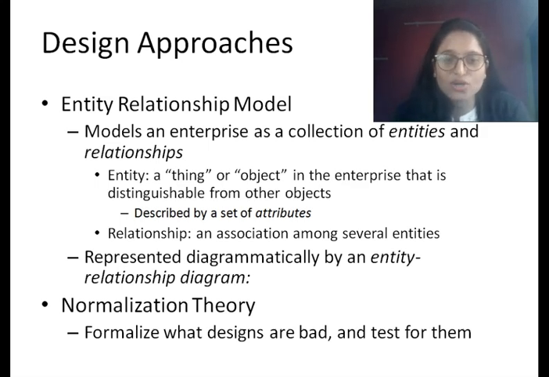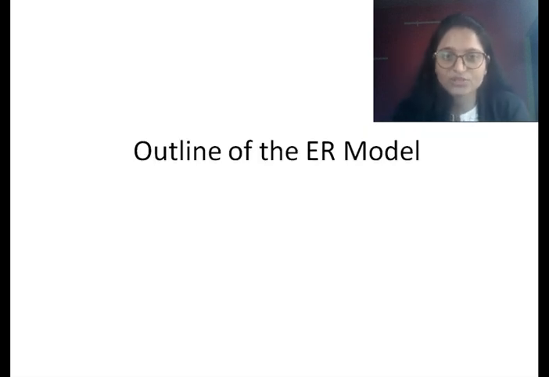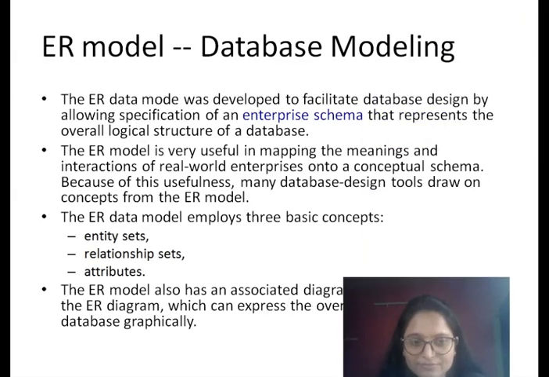Now second is normalization theory. This is also one design approach. In that, we formalize what designs are bad and test for them. So redundancy and other issues are tested, checked, and clarified in normalization theory. As we are concerned in this video with the entity relationship model only, normalization theory we will cover in the second unit. So, the outline for the ER model, dear students.